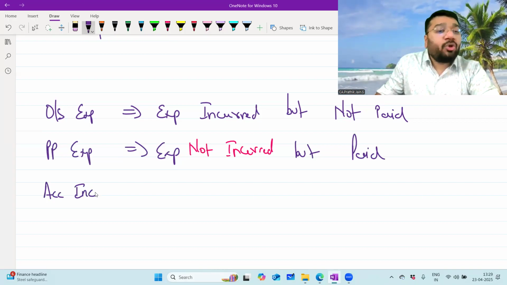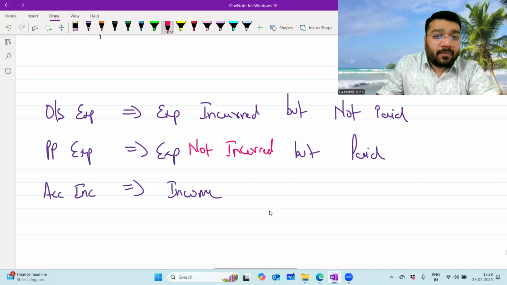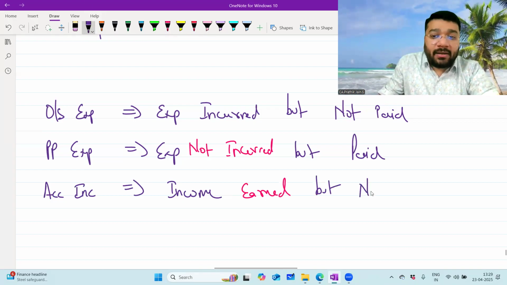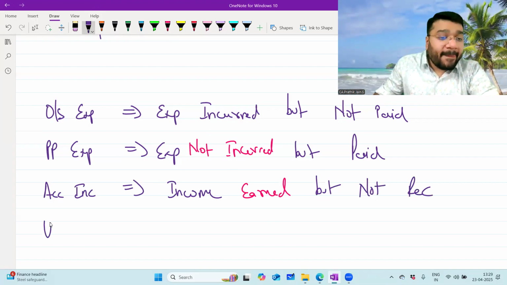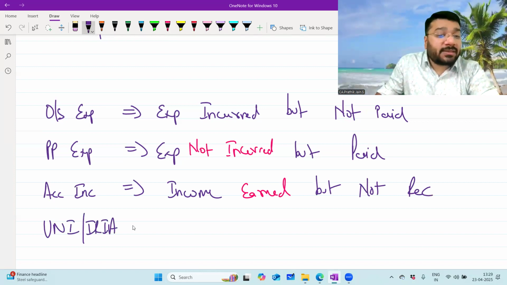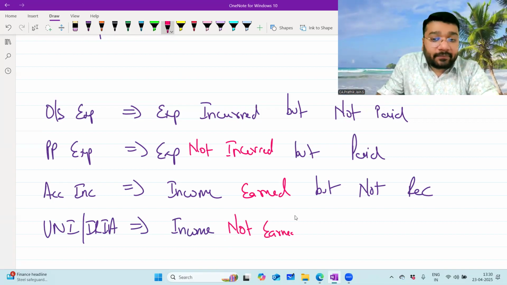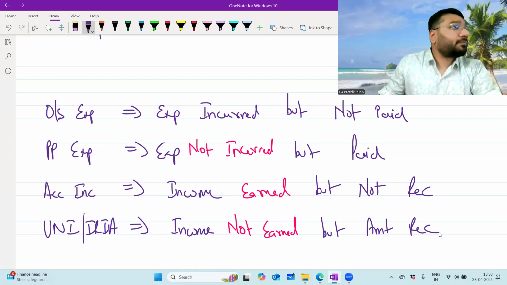Then we learned accrued income. Income earned but not received. What is not received? Amount, cash, money not received. Then unearned income or income received in advance. Income not earned but amount received. Any problem?